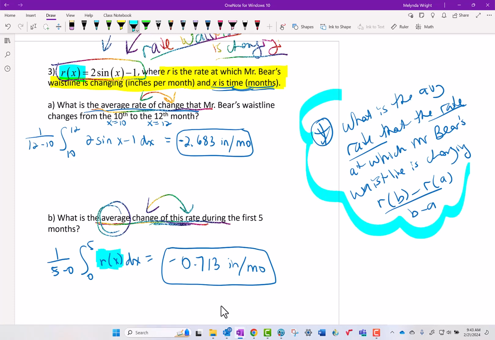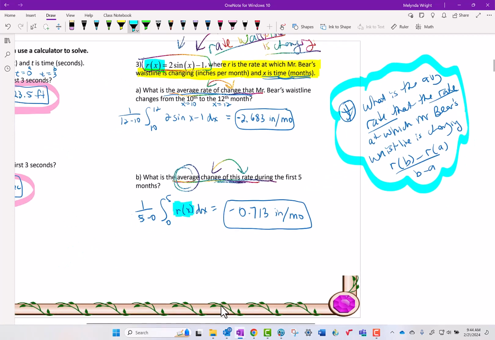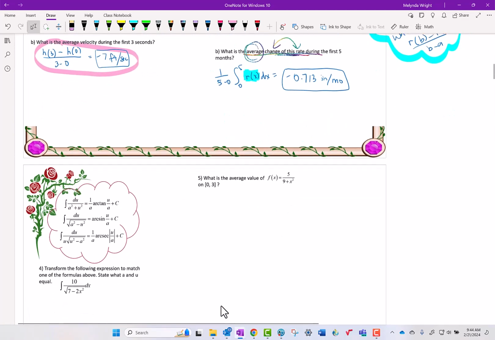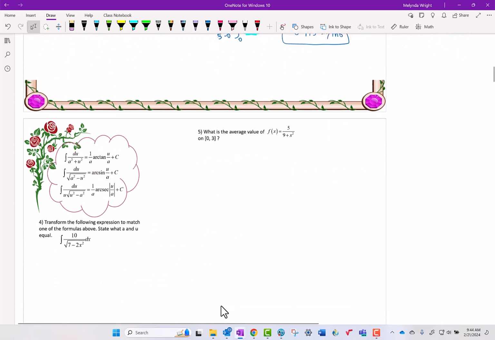I want to pause there for a second because I know it's confusing. What is the average rate at which Mr. Bear's waistline is changing? We would use that formula. Okay? All right. We good? Okay.